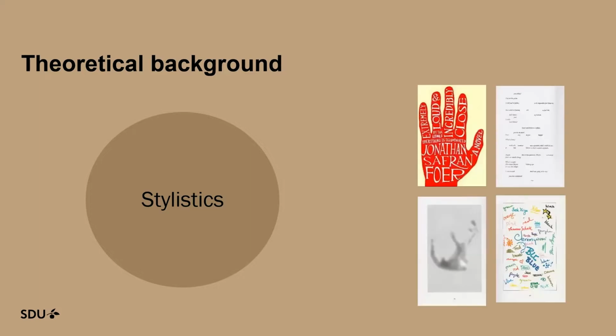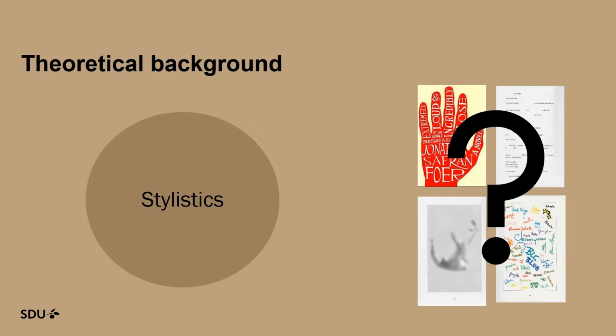Now, at some point, I came across a novel like Jonathan Safran Foer's novel, Extremely Loud and Incredibly Close. And you see a couple of pages from that novel here. That novel makes use of images, color, special layout, special typography for its meaning making. And I realized that as a stylistician, I didn't have any tools for handling the meanings that were created by those elements of Foer's narrative.